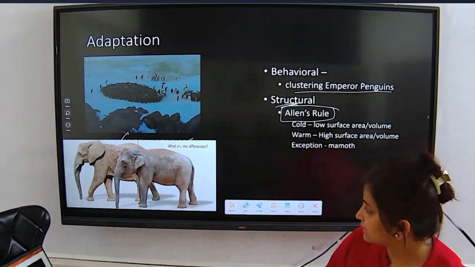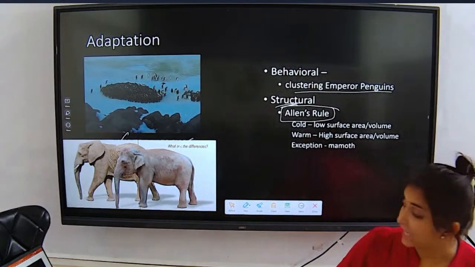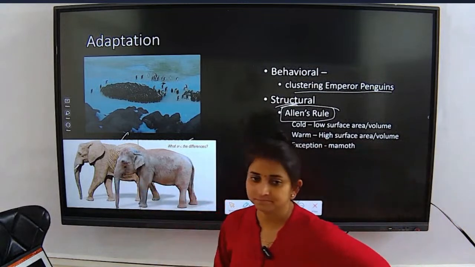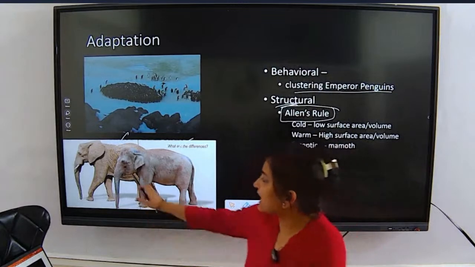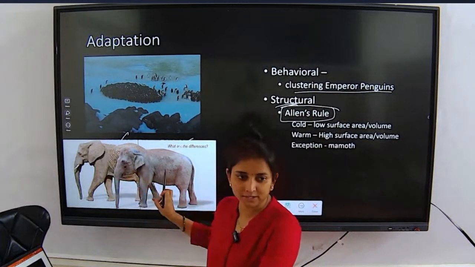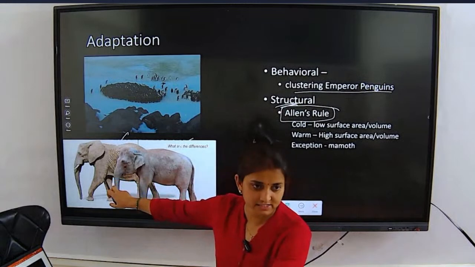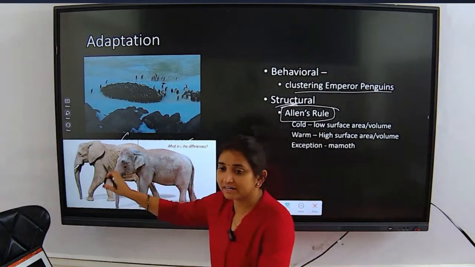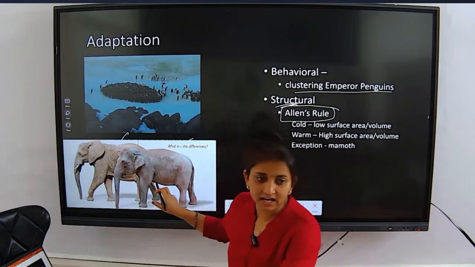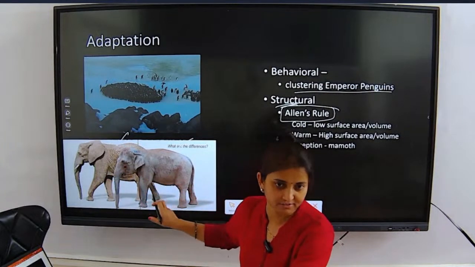Size is bigger, okay. Ears are bigger, okay. Skin has more surface area as compared to this. You can see wrinkles here. So why is this? Because they are living in a relatively warmer environment, while the other is living in a relatively colder environment.